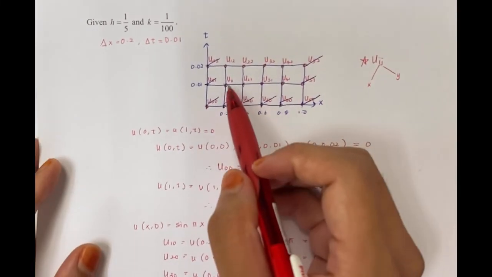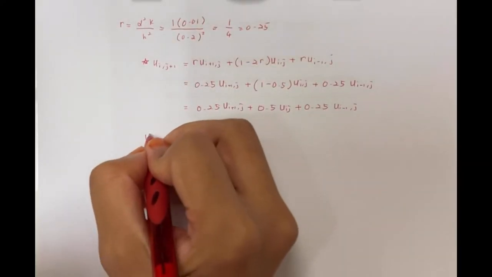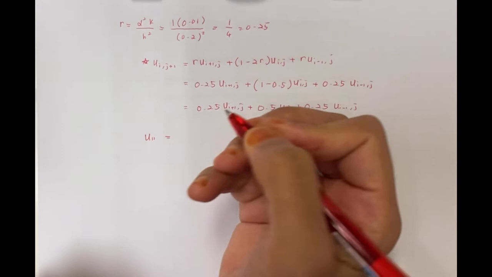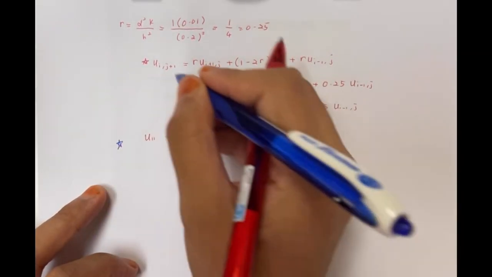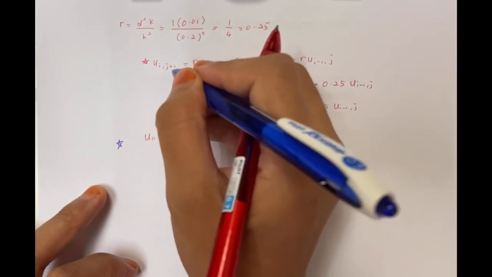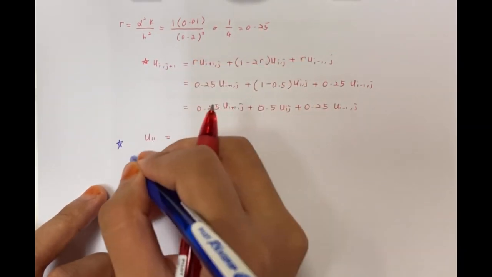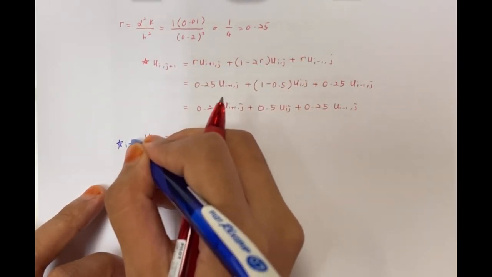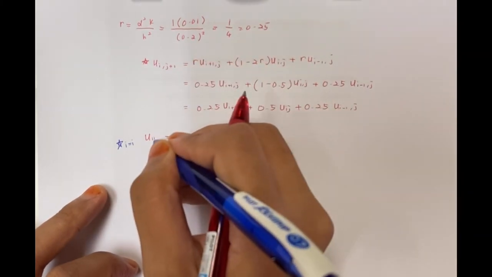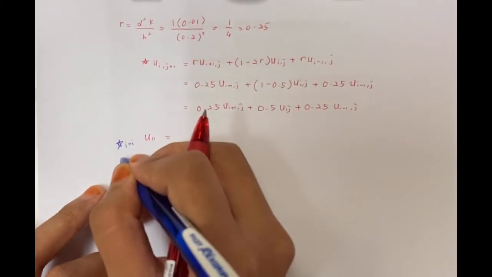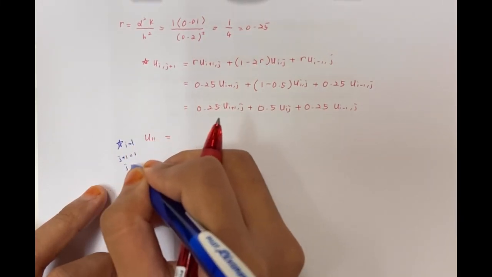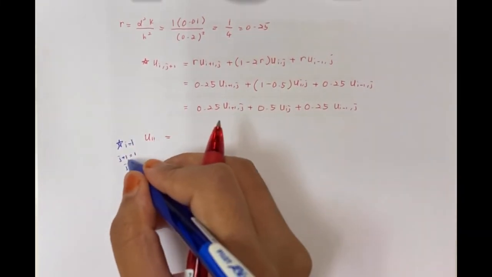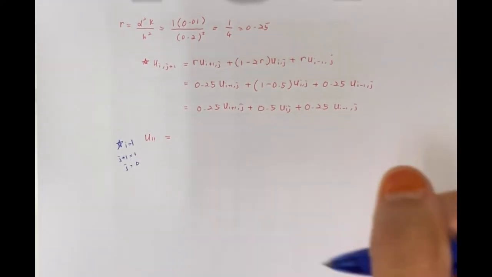Now we want to find what is u11. So write u11. For u11, compared to this u(i,j+1), basically i is equal to 1. And this 1 is equal to j plus 1, so j plus 1 is equal to 1, meaning that j is 0.